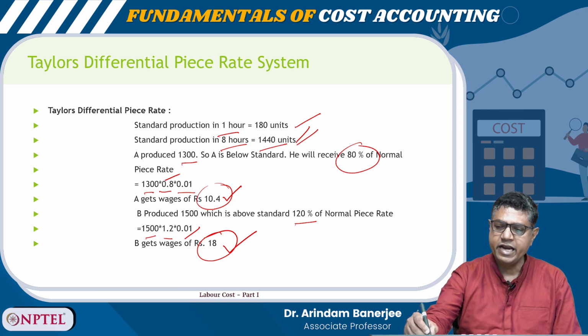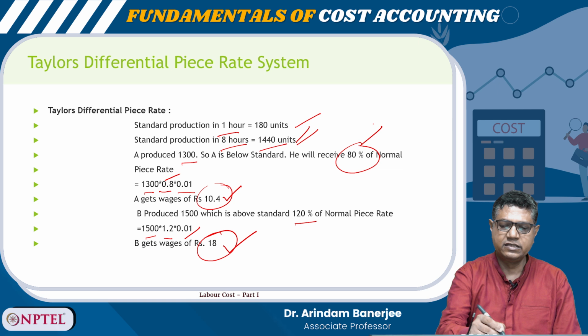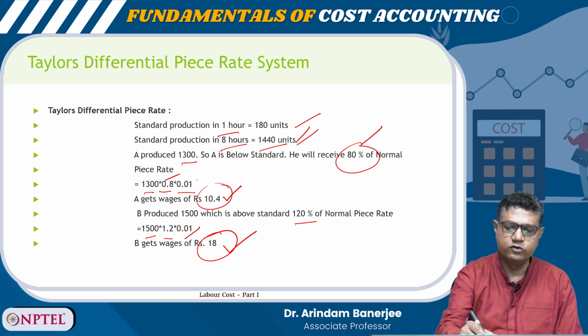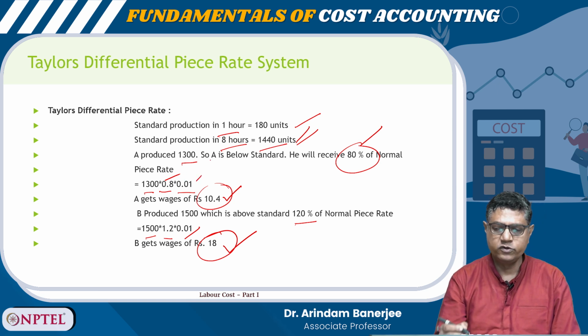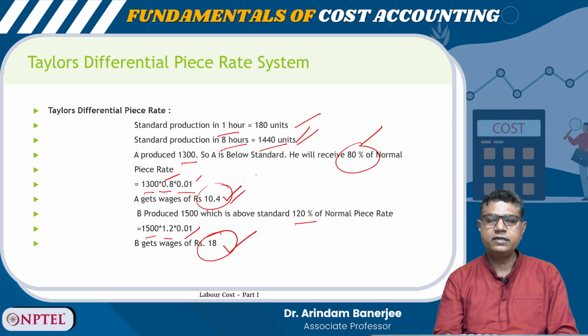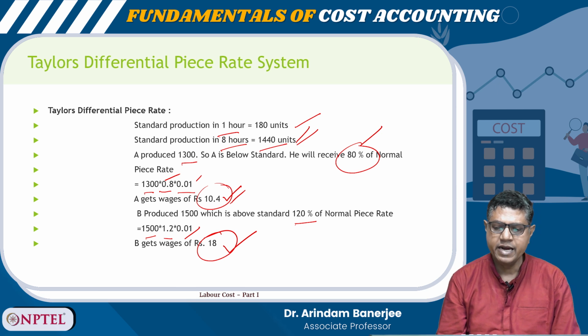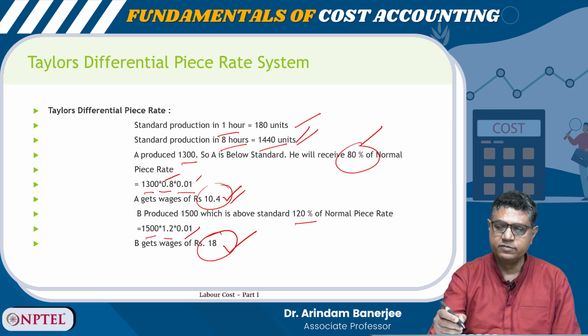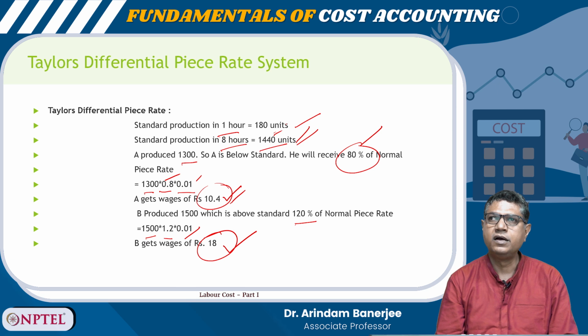So, he will receive 80% of the normal piece rate. So, it is 1300 into 80% into 0.01 rupees. So, he will get how much? He will get 10.4 rupees, whereas B is producing 1500 units, which is more than the standard production.